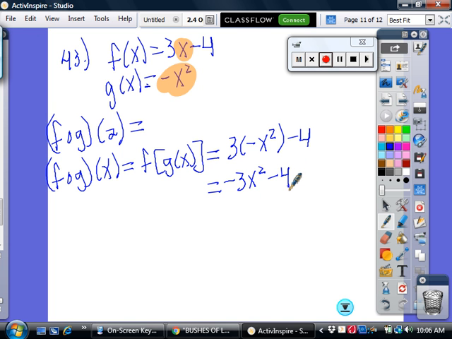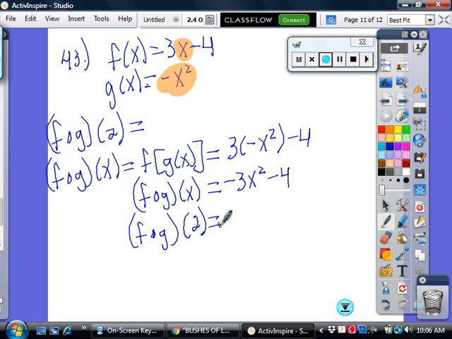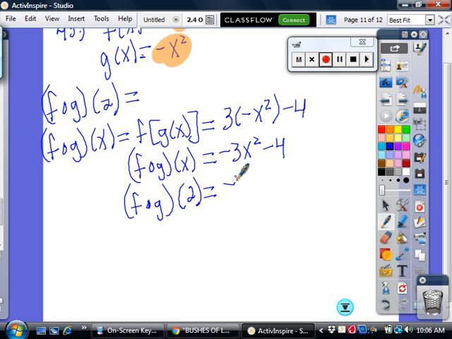Did you get this? Okay. That's just f∘g. This problem is asking us to evaluate this function f∘g at 2. So we did problems like that earlier in the week, where all we have to do is take 2 and put it in the place of x to get an answer. And so this final answer would be negative 12 minus 4, negative 16.